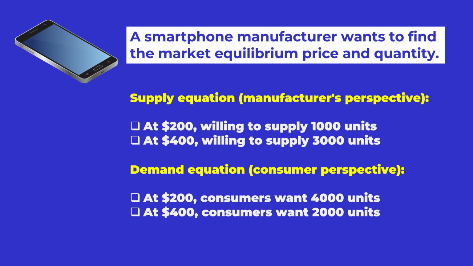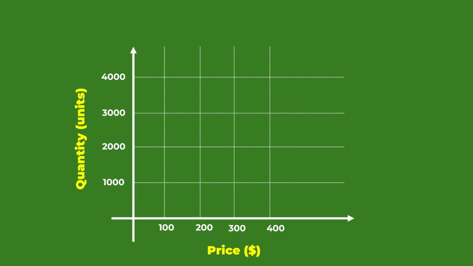The market equilibrium is the price where the number of phones manufacturers want to sell equals the number of phones consumers want to buy. At that price, there is no leftover unsold stock, that is surplus, and no unmet orders, that is shortage. Let's start by graphically solving the problem.